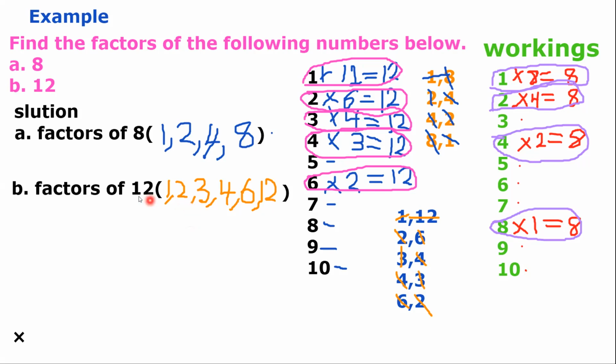Then factors have a definite end. Let's see. So the factors of 12 are 1, 2, 3, 4, 6, and 12. You can't add any other number, so it has a definite end. Okay, so the factors have a definite end.